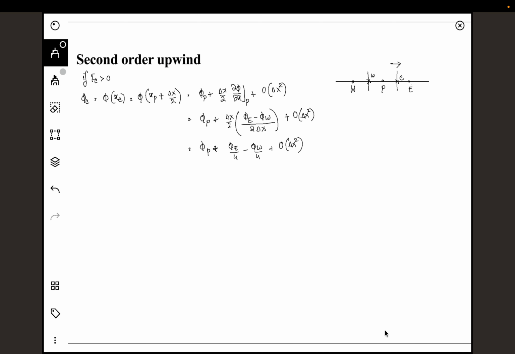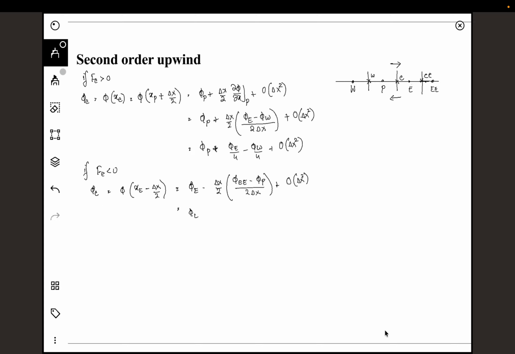Now similarly, if f is negative, then we can write phi east as phi of, now if f is negative, then I have to expand from this point here, so that will become x east minus delta x by 2. So that will be phi east minus delta x by 2 del phi del x at the east point. Again, we'll use a central difference in between these 2 points. So that will be phi east east minus phi p by 2 delta x. So that will become a second order accurate scheme itself.